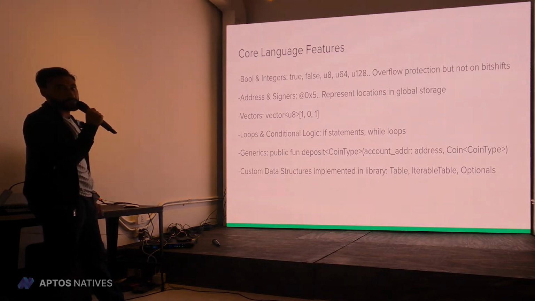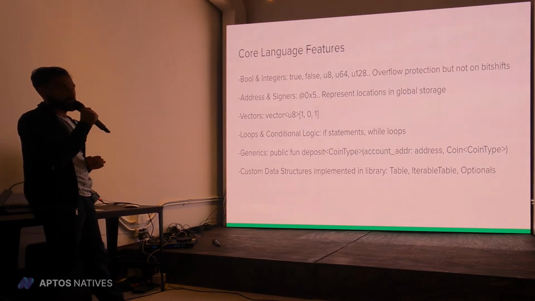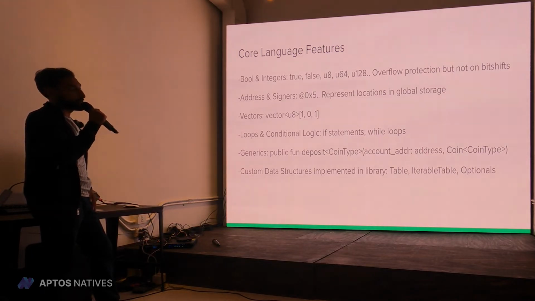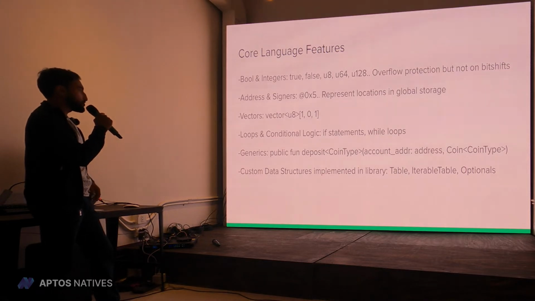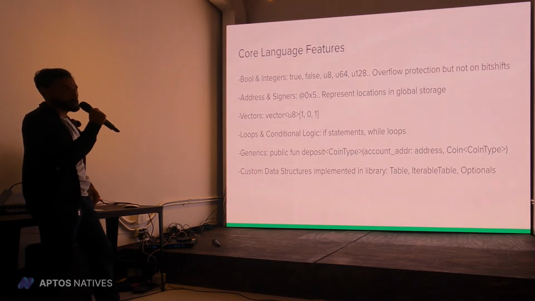And I think it's one of the features of how Move mimics the way we intuitively think about money. That's what makes Aptos cool. It matches our intuition on how you would already believe digital money should act. And then also there are custom data structures implemented in the Aptos standard library, like table, iterable table, and optionals, which means the presence of a value or not a value.